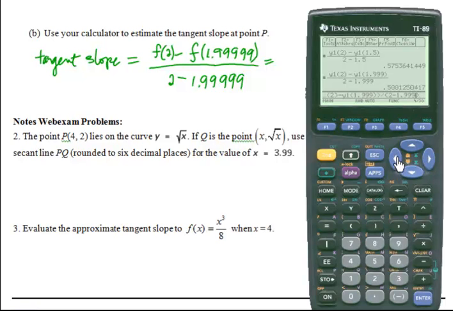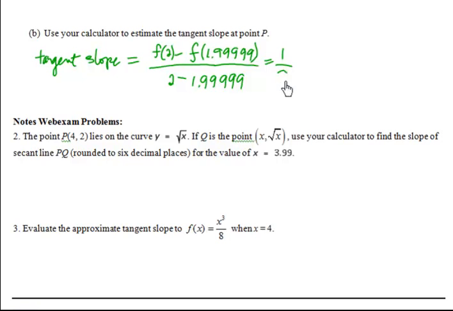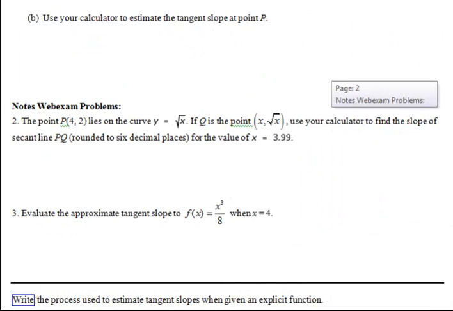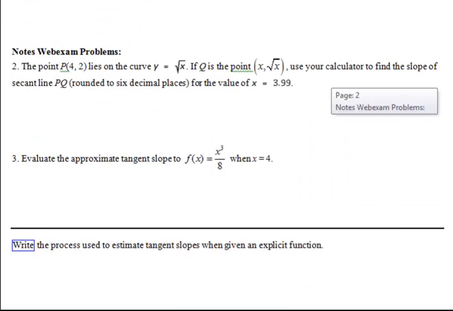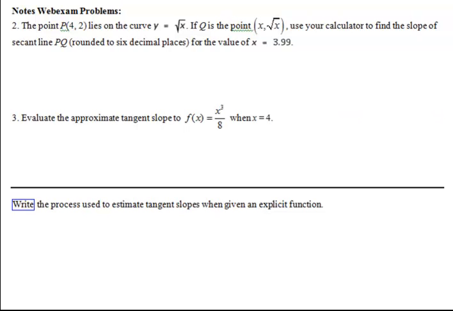Notice again I've got that same thing that I already entered, so all I need to do is enter more 9s. And we see we're getting awfully close to a half. So over here we could say that tangent slope is a half. So now what I'd like you to do is try your notes web exam problems. There are 2 of them. Don't do them online yet, and then write out the process in words that you would use to estimate tangent slopes when you're given an explicit function.